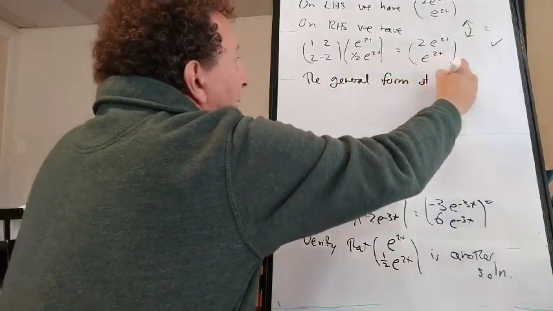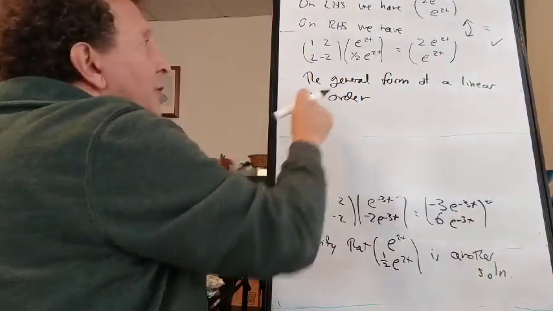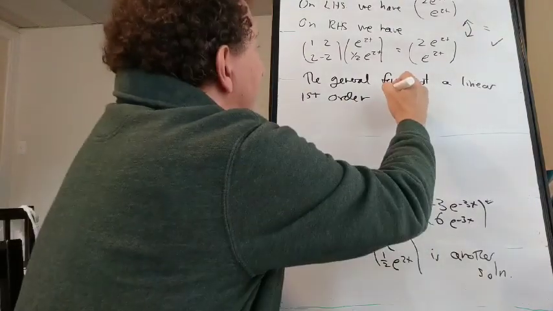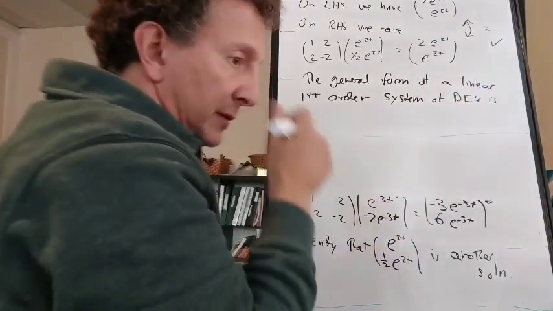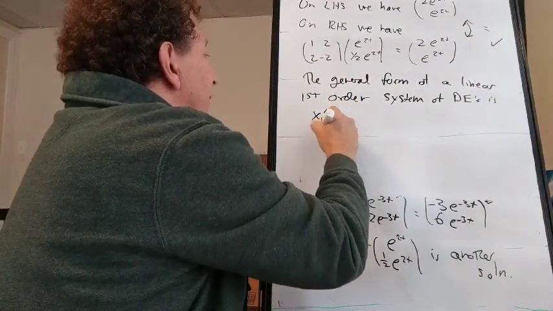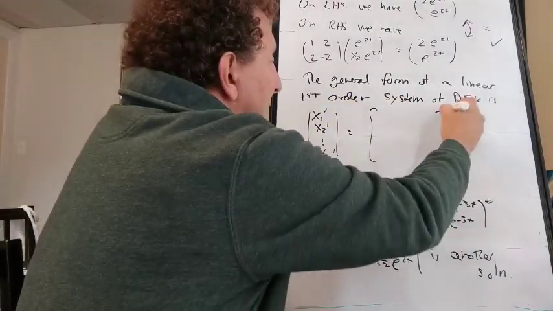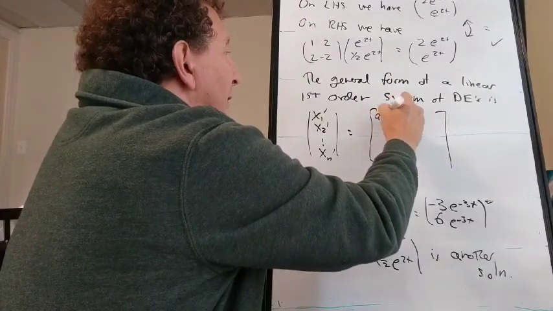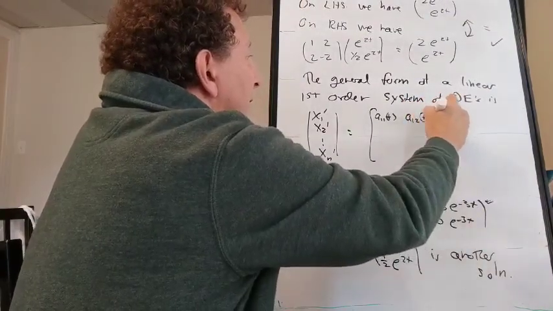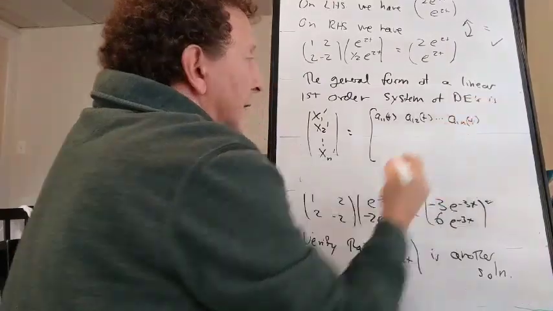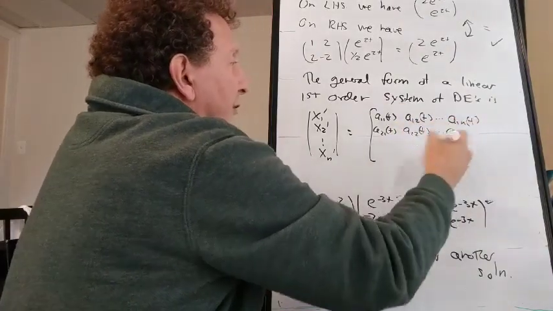The general form of a linear first order, because we're just looking at first derivatives and no higher derivatives, system of differential equations is x1 prime, x2 prime, etc., down to xn prime equals this matrix A11 of t, A12 of t, up to A1n of t, A21 of t, A22 of t. So we have all these n squared possible functions here.